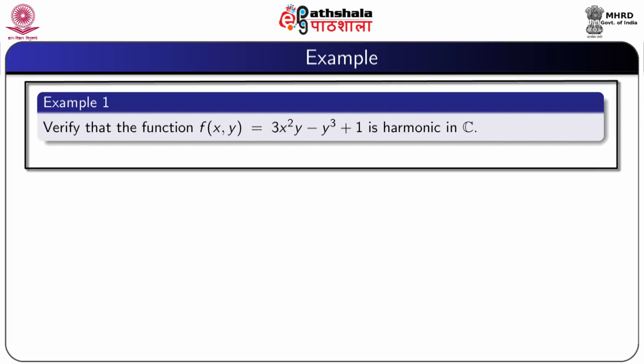Now, we give an example. We consider the function f(x,y) equal to 3x²y minus y³ plus 1, and we show that this function is harmonic in the complex plane.